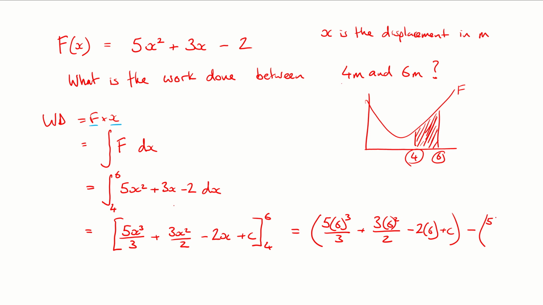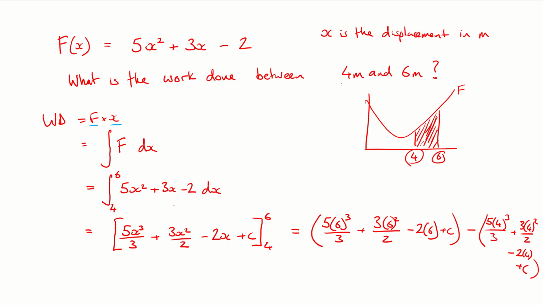So 5 times 4 cubed over 3 plus, I'm just running out of space here, 3 times 4 squared over 2, take away 2 times 4 plus c. Apologies for not working out there, just ran out of space. So let's look at that first bracket.